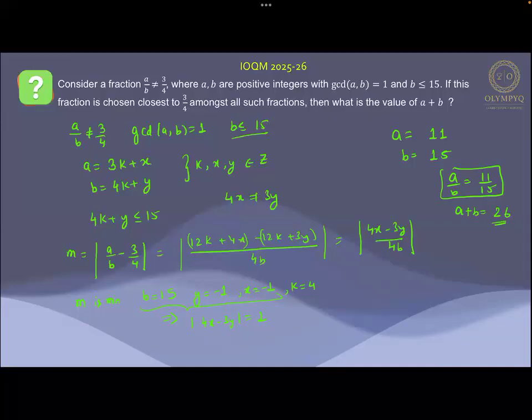But initially the IOQM answer key had been given as 61. So that has to be changed. Therefore from our side, the final answer will be equal to 26.